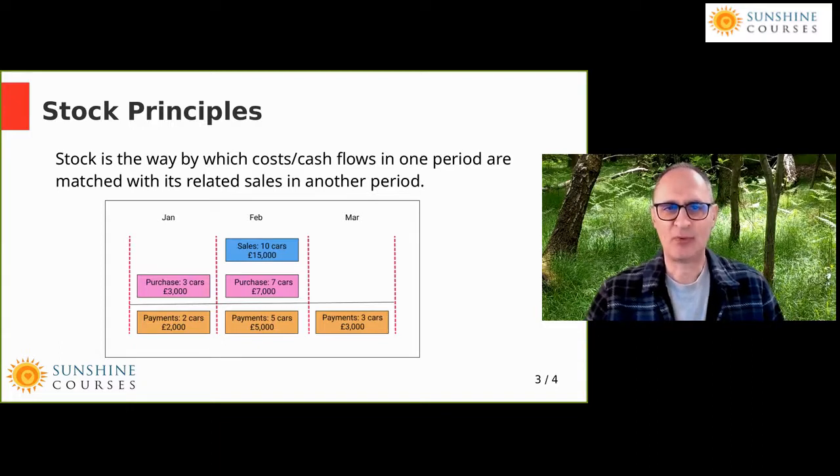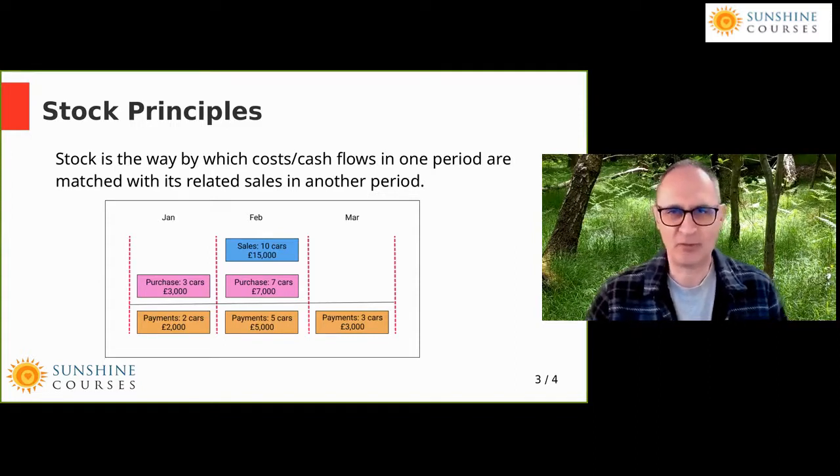And then in February, we sell 10 cars. Because we bought 3 in January, it means we've only got to buy another 7 in the month. And as it turns out, we only pay for 5 cars, because we managed to delay payment for the other 3 cars till March. So if you look at the whole period, our revenues, our sales relate to 10 cars. Our purchases relate to 10 cars in January and February. And our payments relate to 10 cars in January, February, and March.